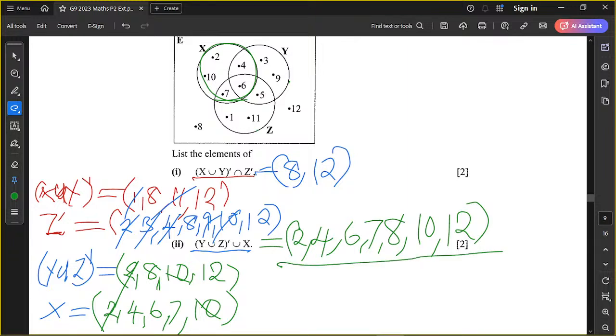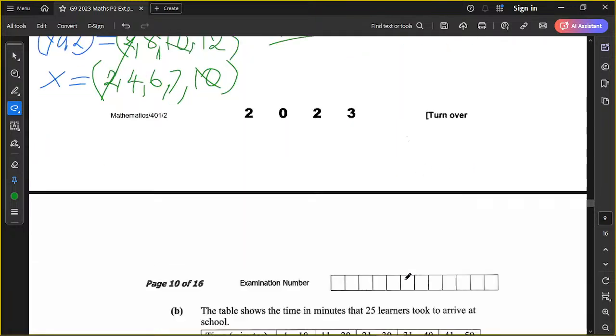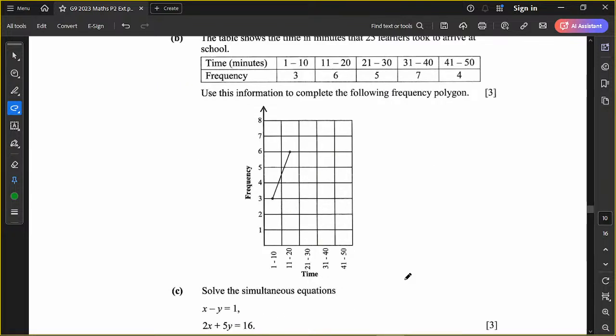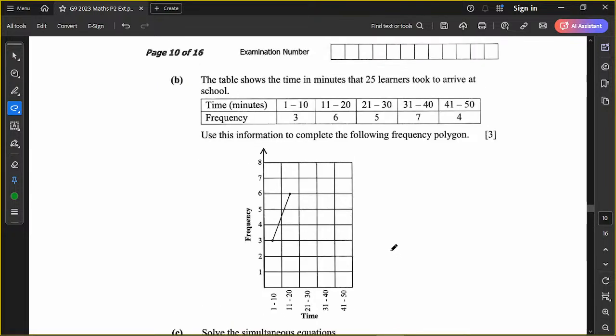Now those are the elements of Y union Z complement union X. So that means it has got how many elements? 1, 2, 3, 4, 5, 6, 7 elements. Okay, unless you have got questions, otherwise without questions, let's go to the next questions. Please remember to write your questions in the comment section.